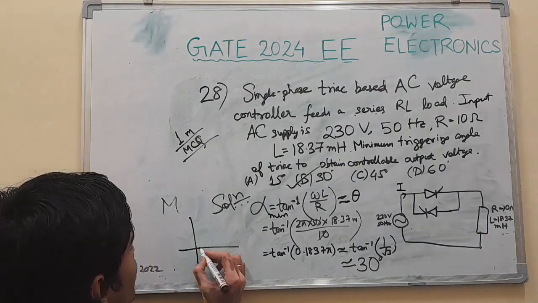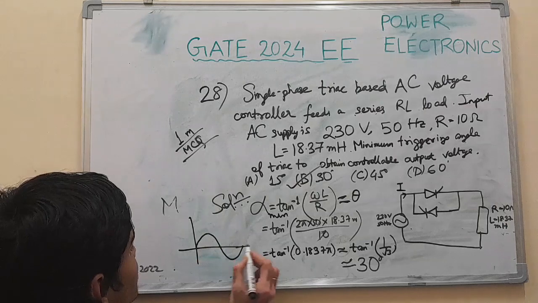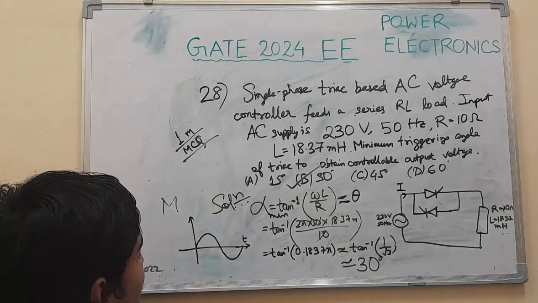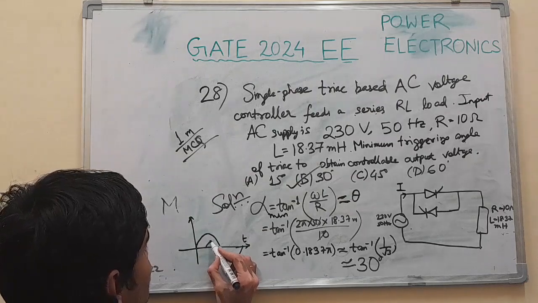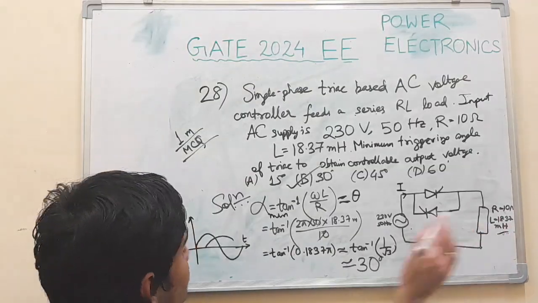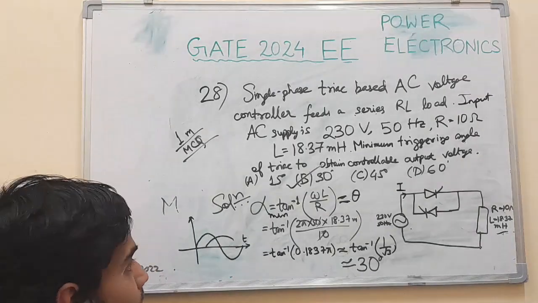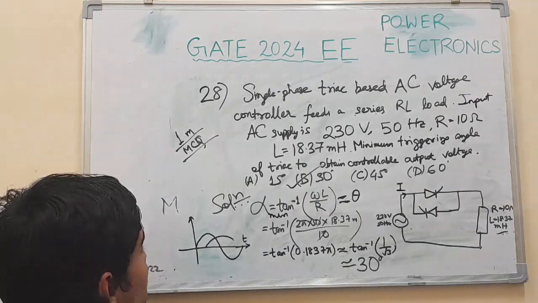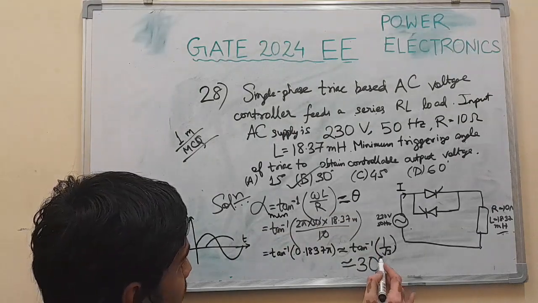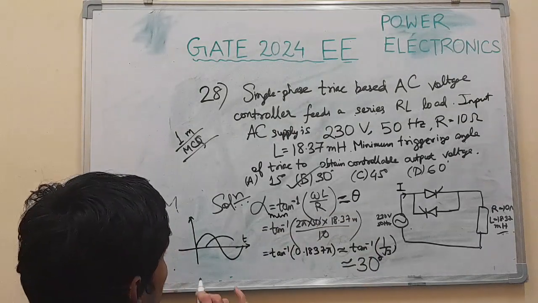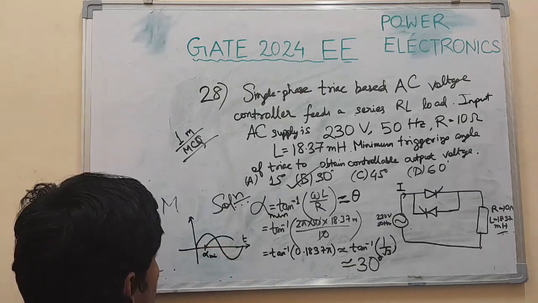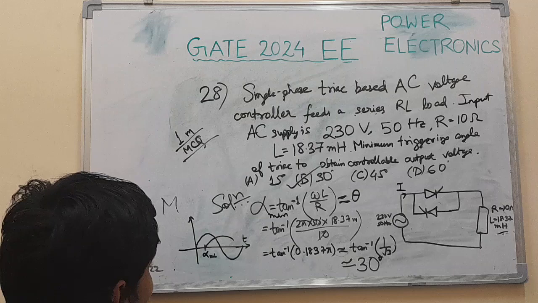Now the voltage will have a zero crossing at t equal to 0, like a sine wave, and the current will be lagging it somewhat, like this, starting late because of the inductive effect of the load. Inductance is there. So this is the minimum angle, meaning alpha min is this point.